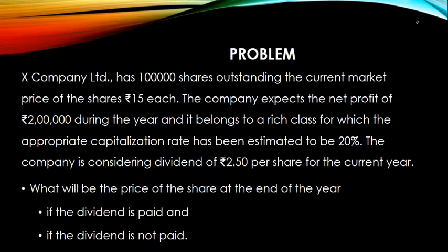So let's discuss one problem, that is X company limited has 1 lakh shares outstanding. The current market price of the shares is rupees 15 each. The company expects the net profit of rupees 2 lakh during the year, and it belongs to a risk class for which the appropriate capitalization rate has been estimated to be 20%. The company is considering dividend of rupees 2.50 per share for the current year. So what will be the price of the share at the end of the year if the dividend is paid and if dividend is not paid?